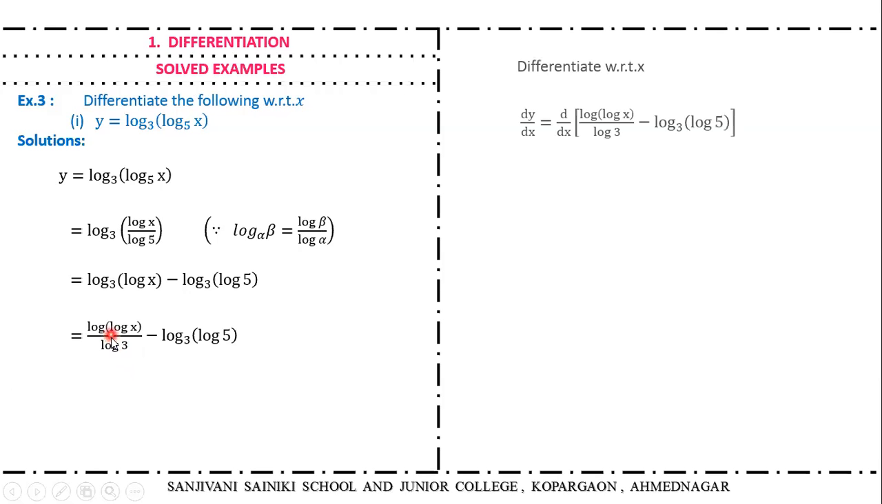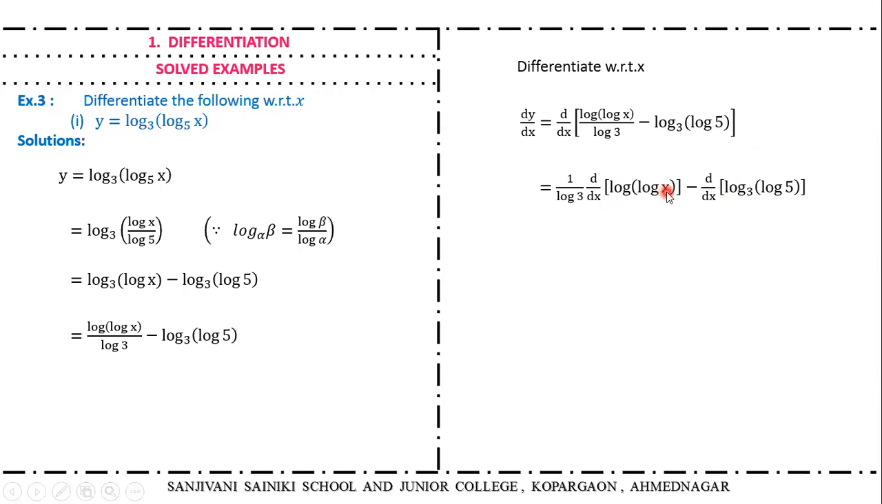So after writing this, we will differentiate with respect to x, taking derivative on both the sides. dy by dx is equal to d by dx of the given function. Now log 3 is constant, so 1 upon log 3 I can take outside, and then d by dx of log x, and similarly d by dx of log 5 to the base 3. But here there is no variable, it is a constant with respect to x, so its derivative becomes 0.